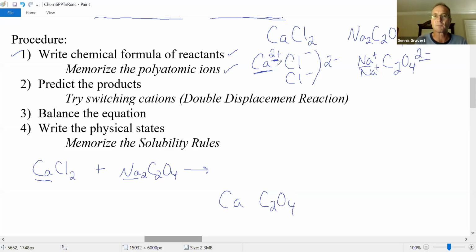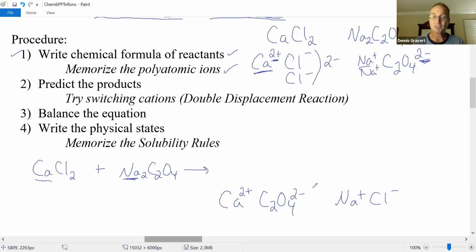Well, we already found them. Calcium is a plus two. Oxalate is a minus two. And then, okay, let's get the sodium. Hey, don't stick to oxalate. Go pair up with chloride. So we're switching the cations. Sodium was with oxalate, now paired up with chlorine. Calcium, you were with chlorine. Go pair up with oxalate. And that may predict our products.